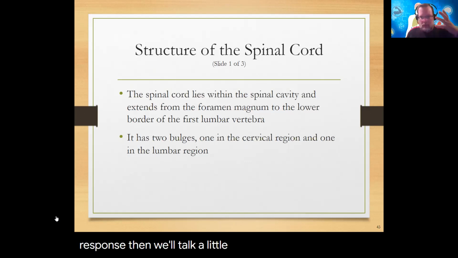Then we'll talk a little bit about some of the regions of the brain, specific brain regions. Then we'll jump right into cranial nerves and spinal nerves a little bit.